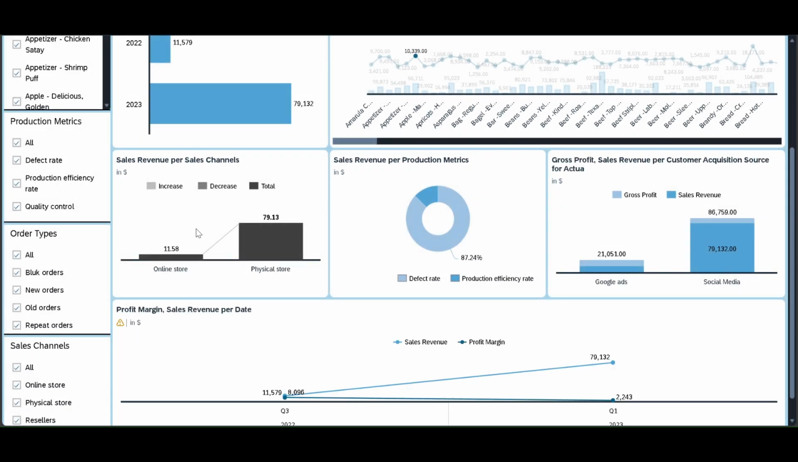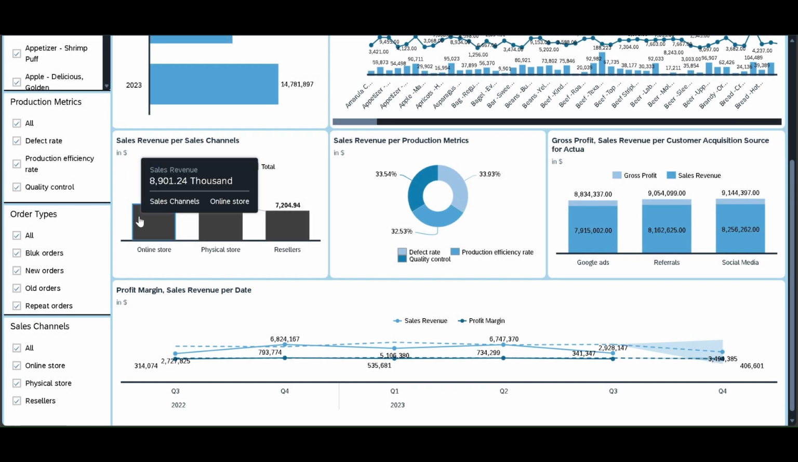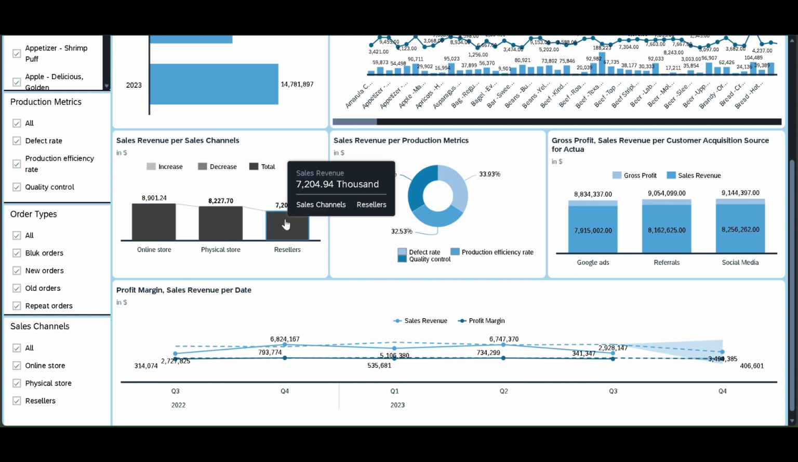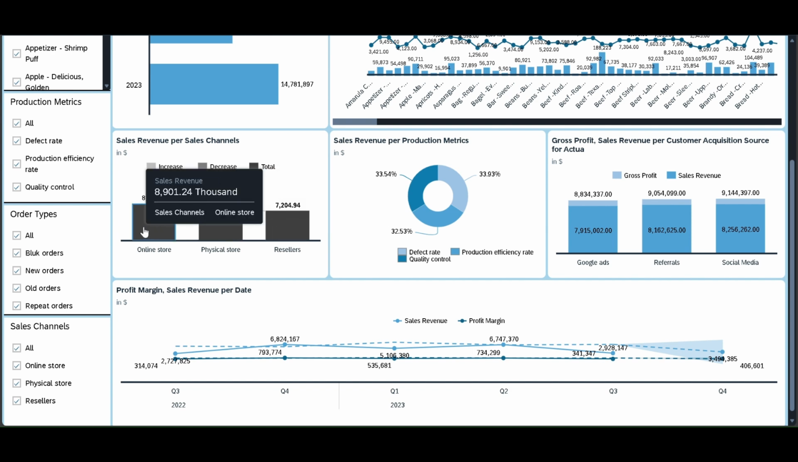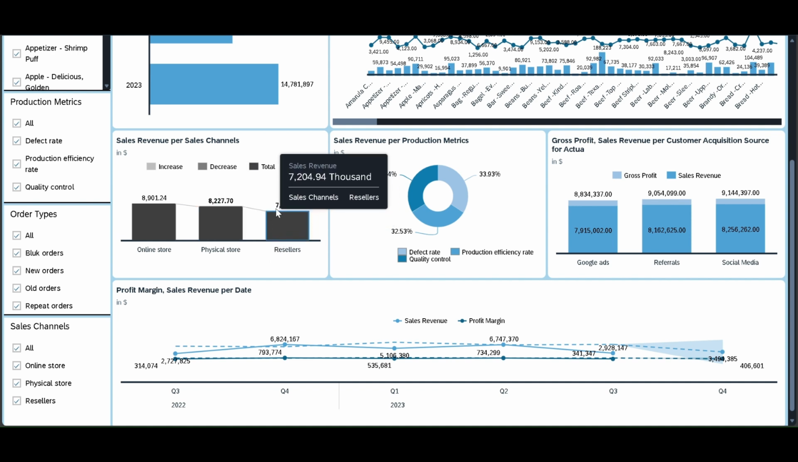Next, sales revenue per sales channel. Bottom left stacked bars. Here your business model speaks loud and clear. Sales channels, online store, physical store, and resellers contribute visibly different revenue streams. Online store, $8.90 million, physical store, $8.22 million, resellers, $7.20 million. Use this during channel strategy meetings with actual revenue and identify where distribution efforts need strengthening.